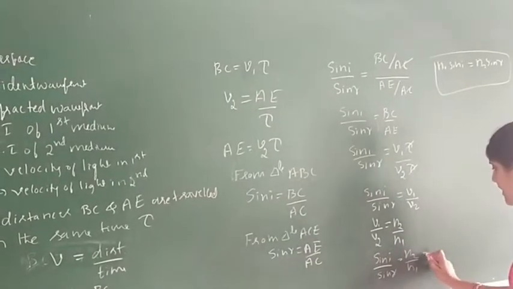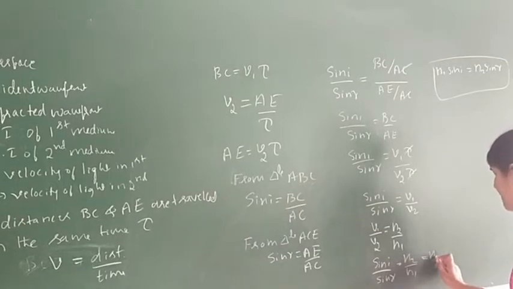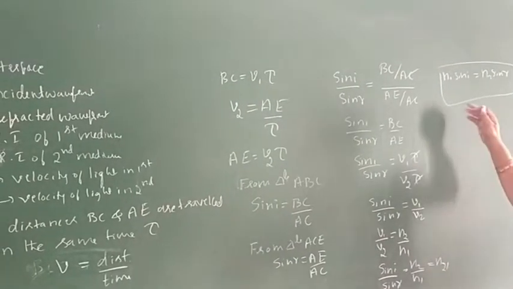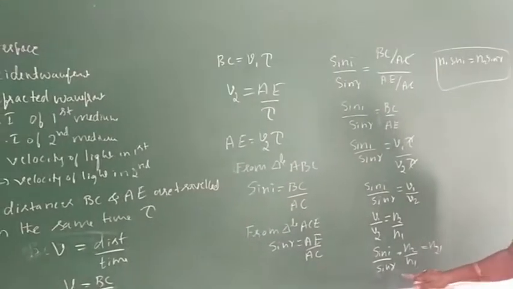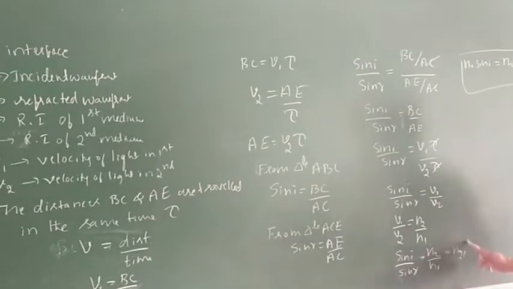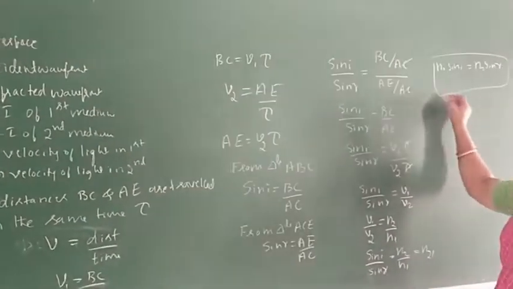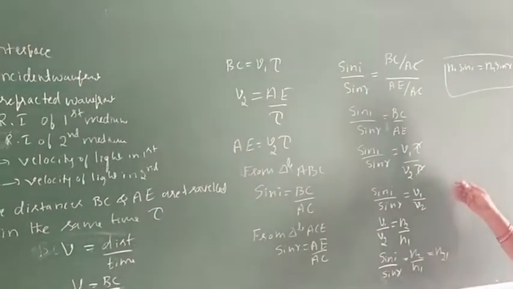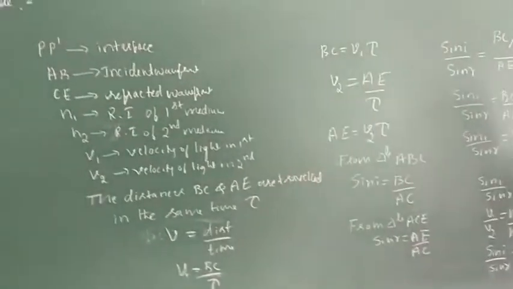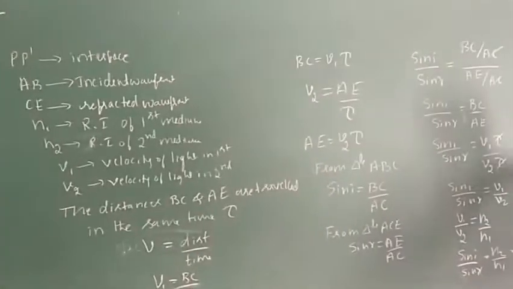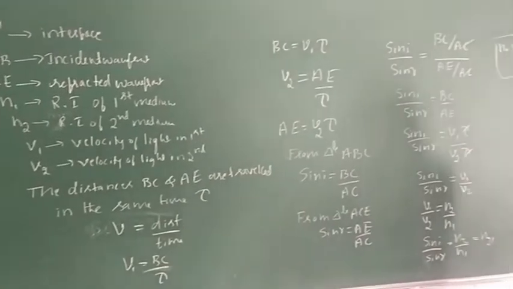This can also be written with N2 by N1 as N21. So the ratio of the sine of the angle of incidence to the sine of the angle of refraction is equal to the refractive index. This is Snell's law. Okay. Now we derive Snell's law by using this Huygens principle. This is very important from the point of view of the board exam.